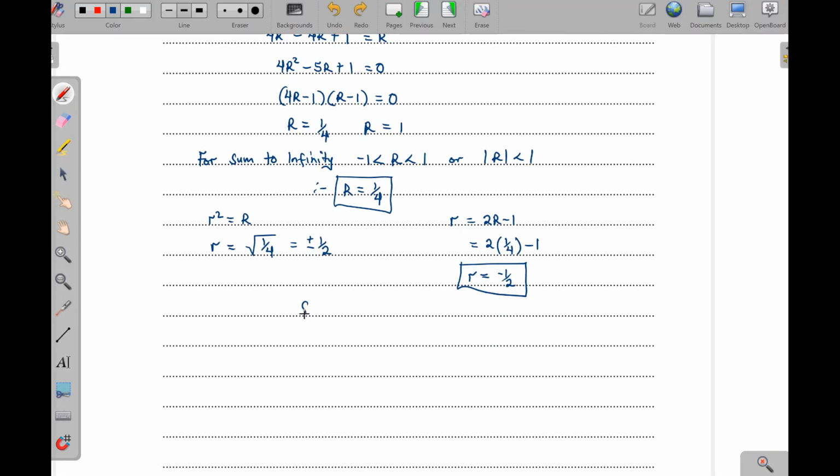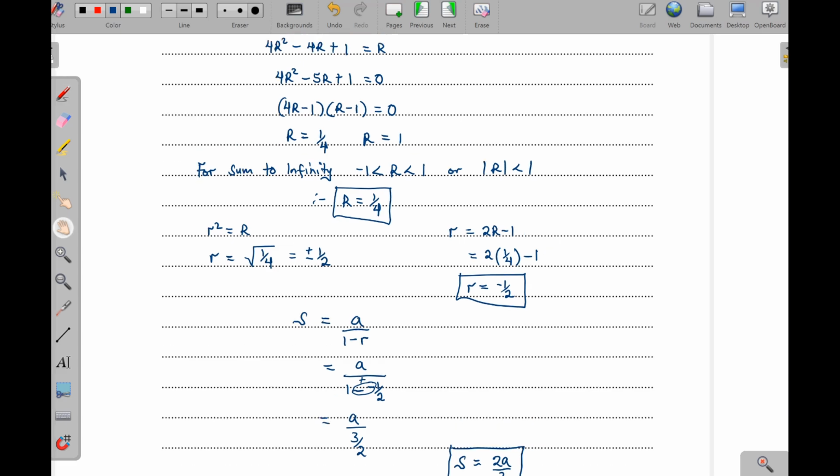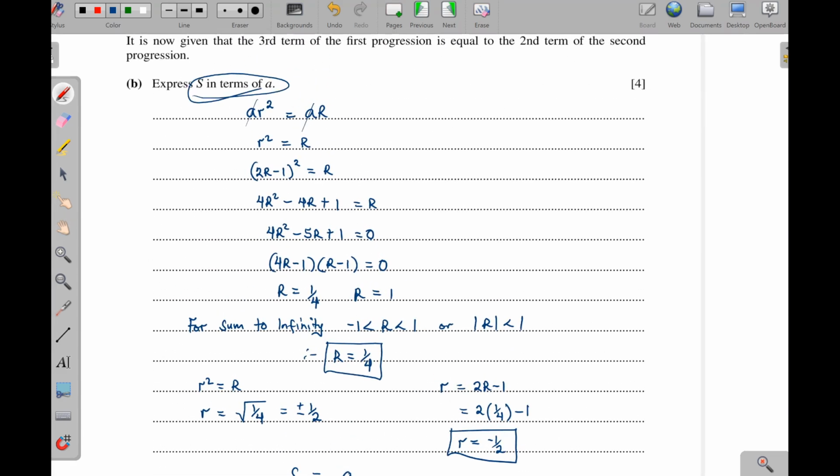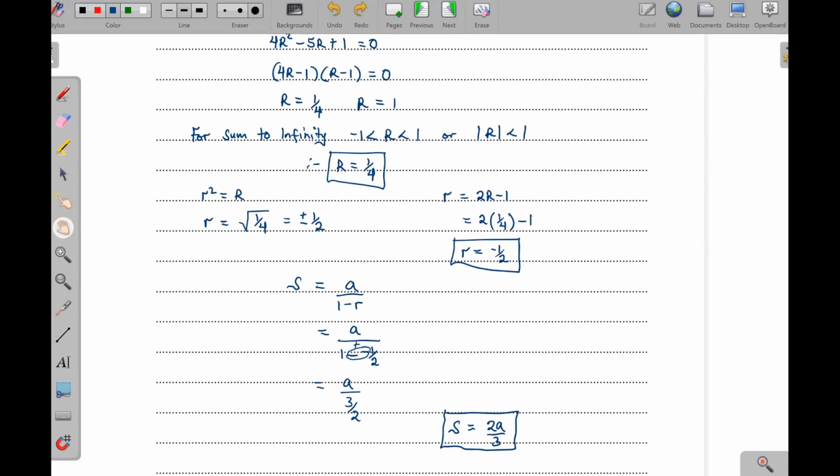Now, sum to infinity S is equal to a, then out of 1 minus r. So this is a, we don't know it, then 1 minus our r is that. So we have a, and then you're going to make this one positive. So 1 plus a half, that is 3 over 2. That means this one will somersault and then go there. That means your S is now going to be 2a out of 3, and that is that. And I think they told us to find S in terms of what? A. So that is our answer.